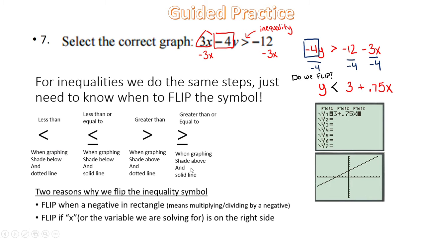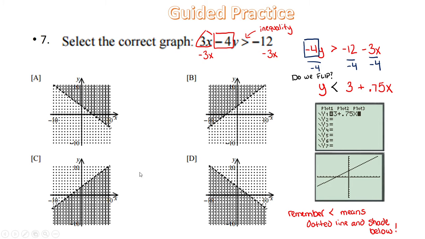Less than means after we look at the picture, we should be shaded below and have a dotted line. Now notice your calculator doesn't do dotted lines. Some of your teachers will have you change this line to be a dotted line, but then you're messed up for your next question. So it's just easier to remember that this should be a dotted line and shaded below. So looking at my answer choices, I then need to be shaded below in a dotted line. So my answer will be C.